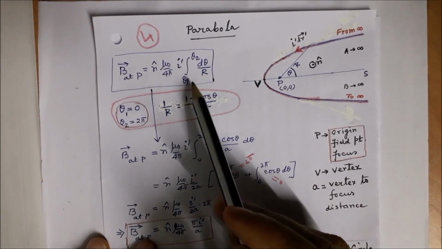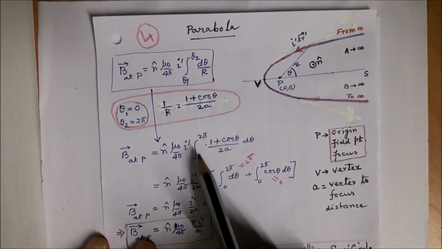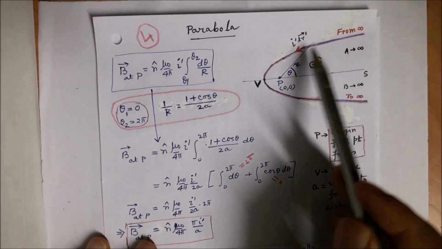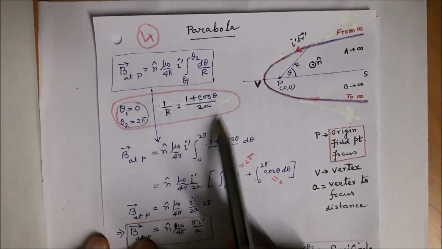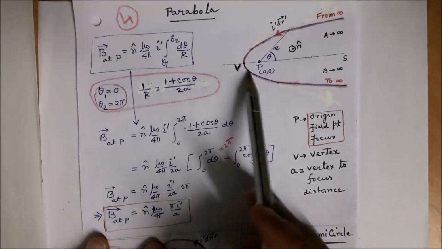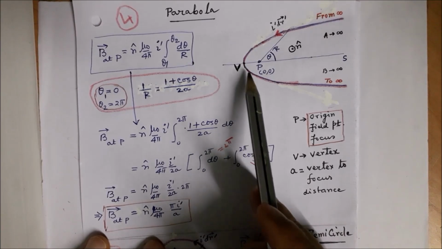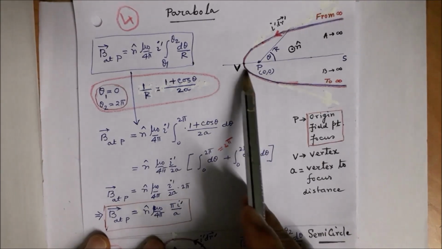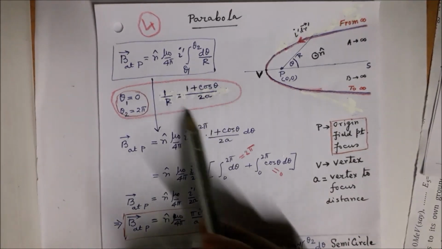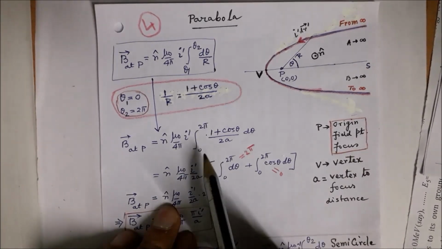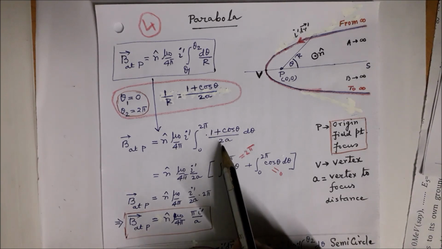In the case of circle and ellipse, we have theta 1 to theta 2 being replaced by 0 to 2 pi, and as in the elliptic case, here we have to replace 1 by r by its polar equation. Now the polar equation of a parabola is the standard one, where P is the focus, it's the field point, it's the origin, V is the vertex, and this distance between V and P is A. So substituting the polar equation in this formula, we get in the integrand 1 plus cos theta by twice A instead of 1 by r.